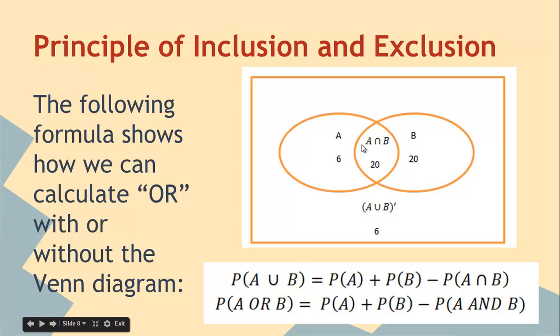It's just telling you that if you want A or B, you have to add up the probability of A plus the probability of B, and you have to subtract the intersection because you're counting it twice. So if you have this plus this, you take away this because you're counting it twice. That's not a formula that we generally use. If you have the tree diagram, it's simple just to add them up.